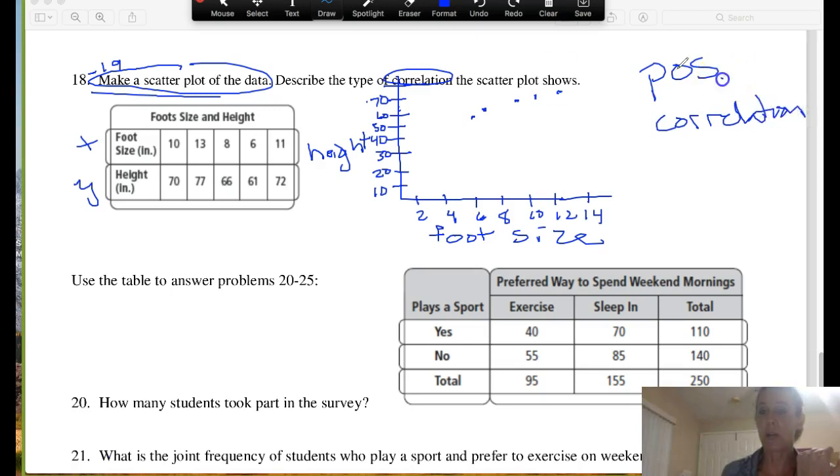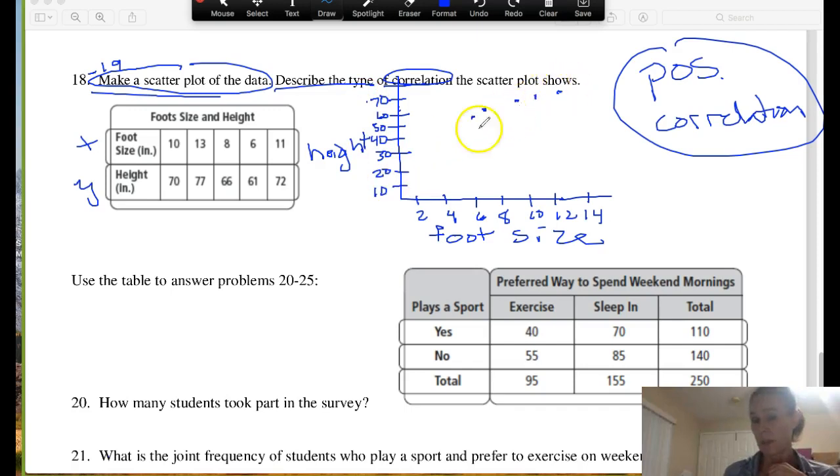So make sure you tell me what kind of correlation it is. Describe the type. So if the data points all went down, that would have been negative correlation. If the data points were everywhere, that would be no correlation. This has a positive correlation. As foot size goes up, height goes up, and it looks positive. It's going uphill.